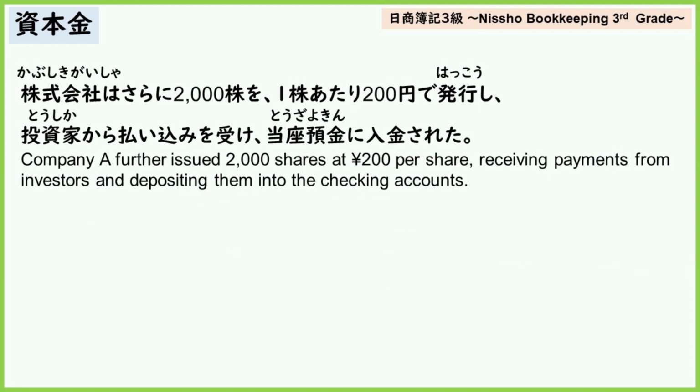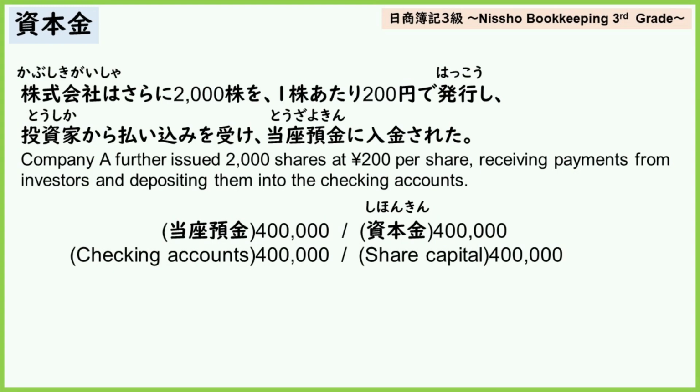Issuing new shares after the company's establishment to raise additional funds is called capital increase. Company A further issued 2,000 shares at 200 yen per share, receiving payments from investors and depositing them into the checking accounts. The journal entry is debit, checking accounts 400,000. Credit, share capital 400,000. Even in the case of a capital increase, the equity account remains as share capital.